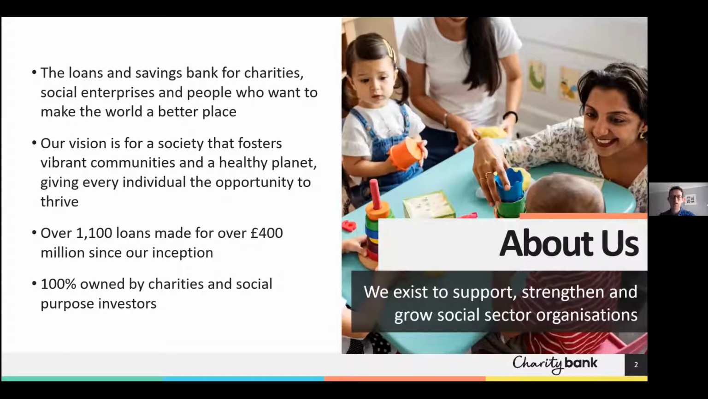So a bit of background about Charity Bank. We were set up and invested in by other social organisations, and we're still owned by them. We have borrowers that invest money with us and want to see that that money is used ethically and well, with good social return. Since set up, over 1,000 loans have been made, with £400 million being advanced.